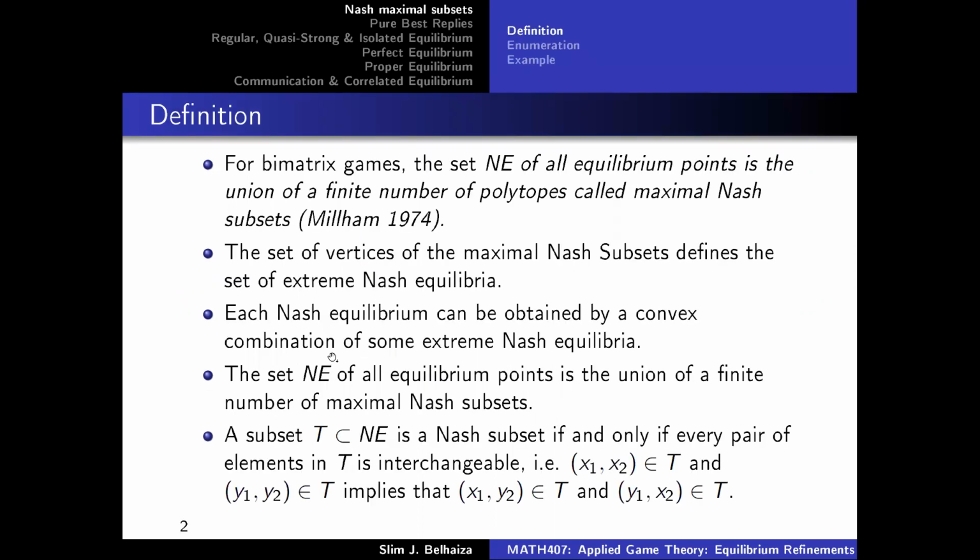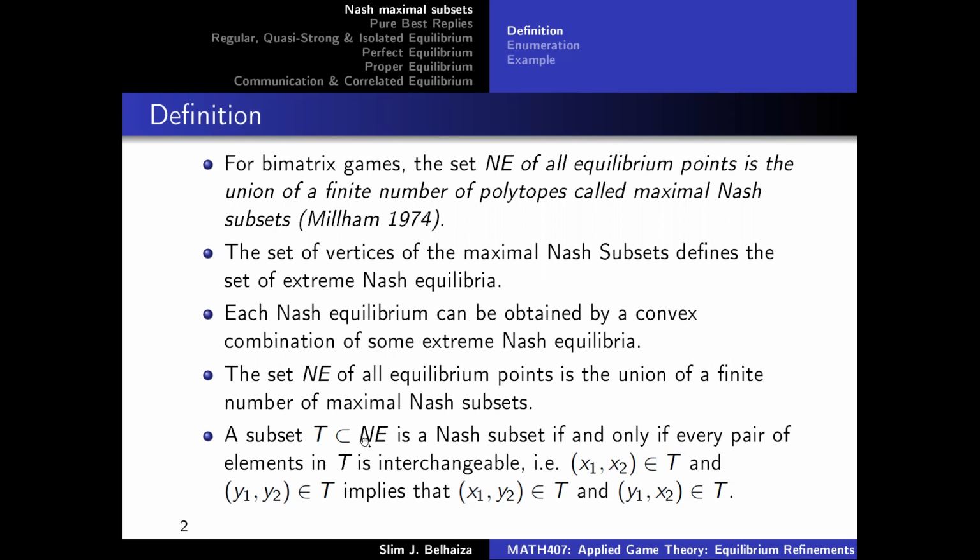So first of all, as we said in class, for bimatrix games, the set NE of all equilibrium points is the union of a finite number of what we call polytopes. We also call them maximal Nash subsets. So the set of vertices of the maximal Nash subsets defines what we call the set of extreme Nash equilibria. And each Nash equilibrium can be obtained by convex combination of some other extreme Nash equilibria. So the set NE of all equilibrium points is in fact the union of a finite number of maximal Nash subsets. What is a maximal Nash subset?